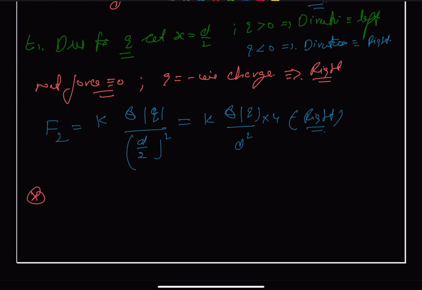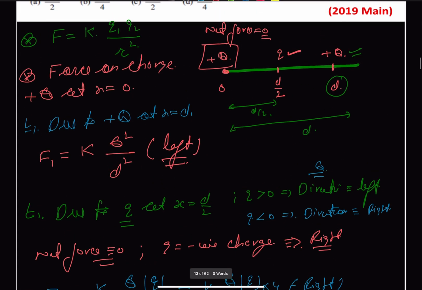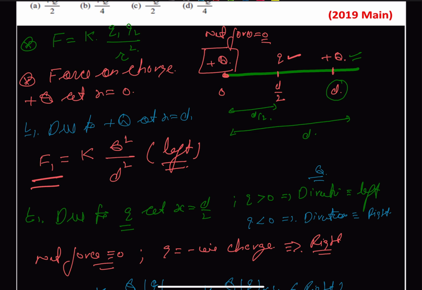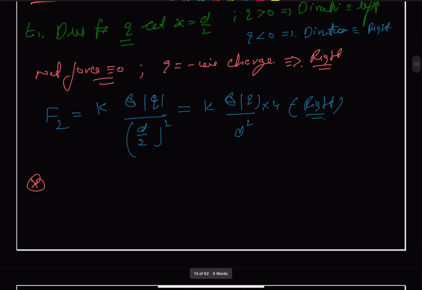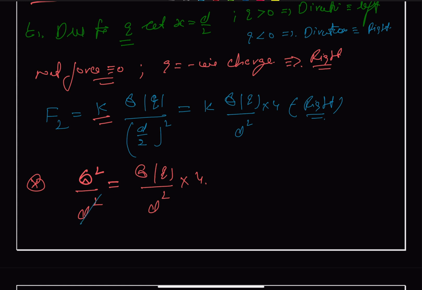So net force is 0. Therefore we can write that this is our F1, and here this K will be a common factor on both, so we can just equate it directly, and we get Q square upon d square is equal to modulus of q upon d square multiplied by 4. d square cancels, and Q square goes with Q, therefore we get that our capital Q is equal to 4 times modulus of q.